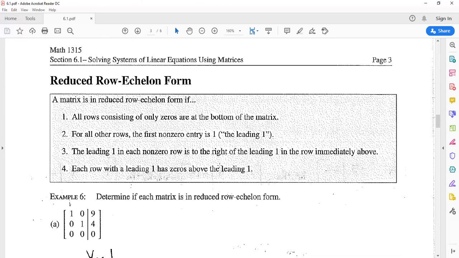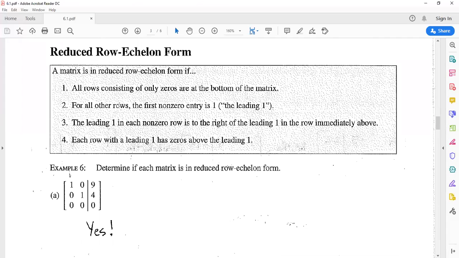So the next thing to talk about is this thing called reduced row echelon form. We'll say that a matrix is in reduced row echelon form if all the rows consisting of only zeros are at the very bottom of the matrix. And then for all the other rows, the first non-zero entry is a 1, which they call the leading one. So going from, say, left to right along the row, the first non-zero entry will be 1.